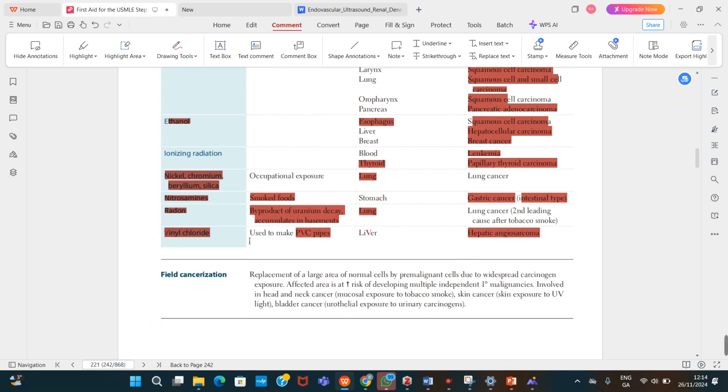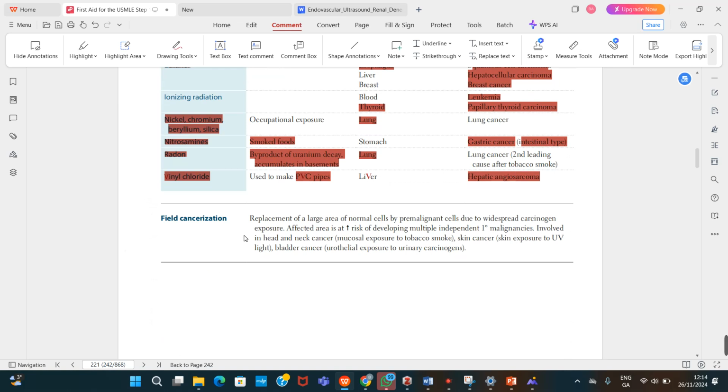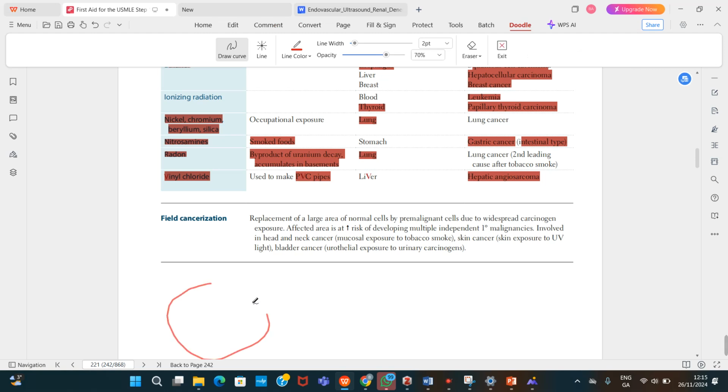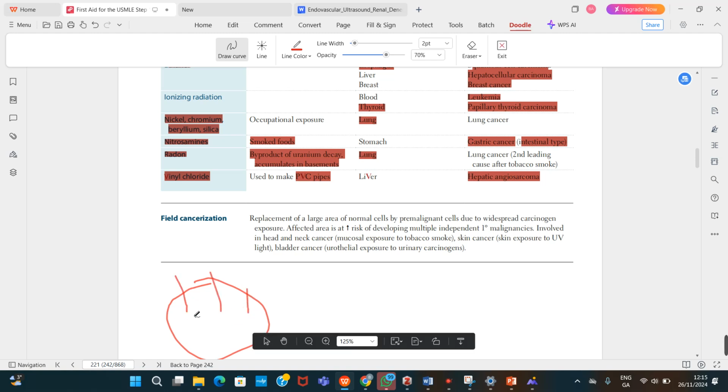So there's a concept that we call field cancerization. It means you don't need to worry yourself. What they are just trying to say is that when you have a lot of space being exposed to a particular carcinogen, you can have multiple primary cancers developing independently. Let's say that this is skin, and all the skin is exposed to ionizing radiation here, here, here, like this. So this one will develop its own cancer.